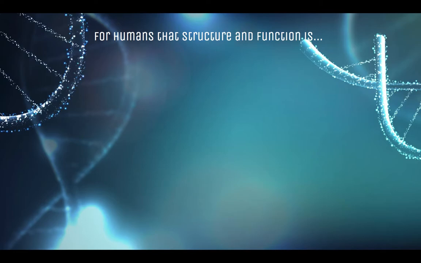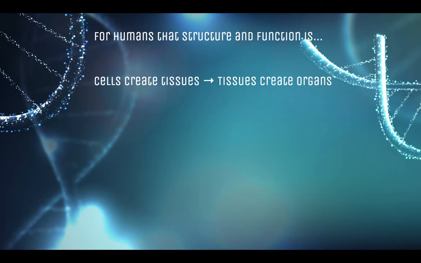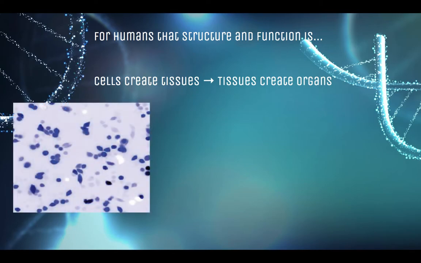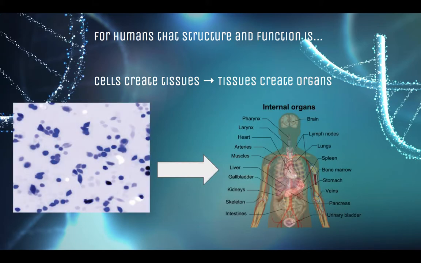For humans, that structure and function is cells create tissues, tissues create organs. There's some cells right there. And they go into creating all the organs. So within your body, all of these different cells, or organs, you're looking at, have different cells that make them up, that have specific functions per cell and per organ.